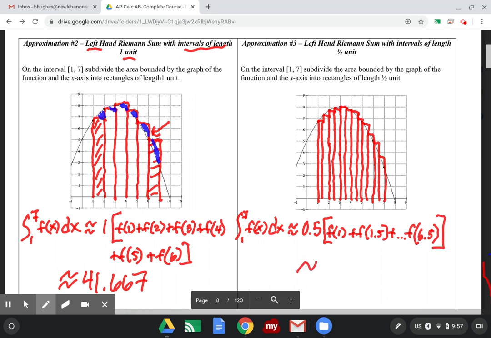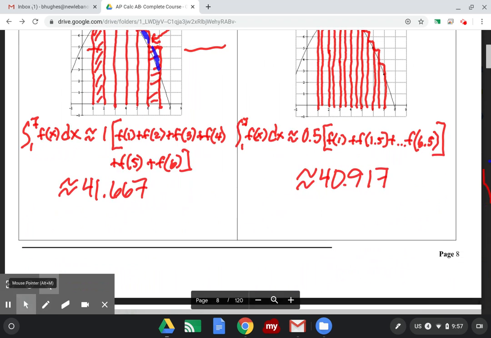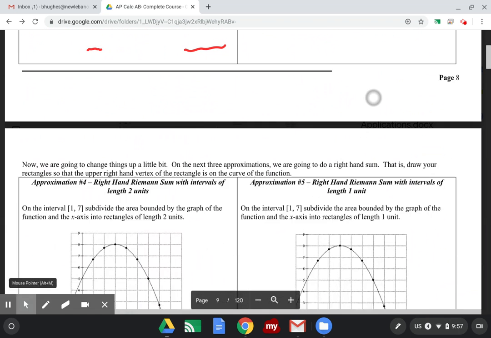So that area is 40.917. I'm getting closer to the actual value. All right, so that's the left-hand Riemann sum. The next thing is just going to be the same thing, but the right-hand Riemann sum.